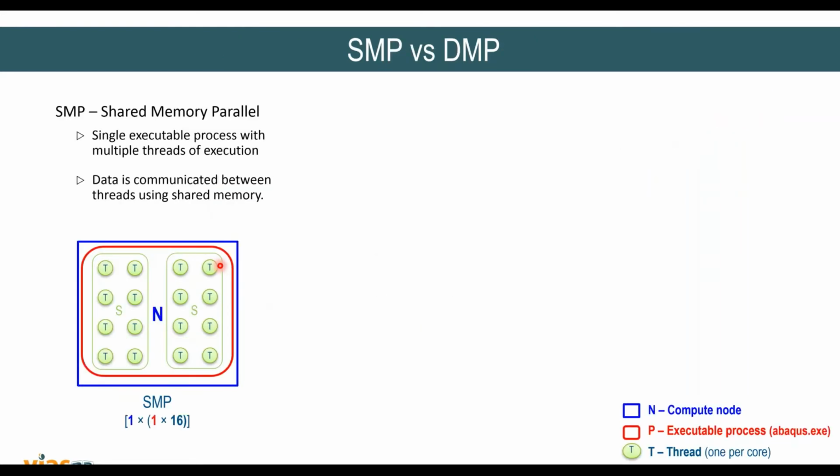Now coming to the hardware side, you have two configurations. One is SMP, another is DMP. SMP is shared memory parallel. Here you have a single node and a single executable process with multiple threads for the execution. It is a single processor, and the data communication between these threads uses the shared memory.